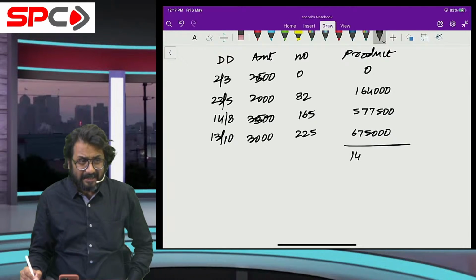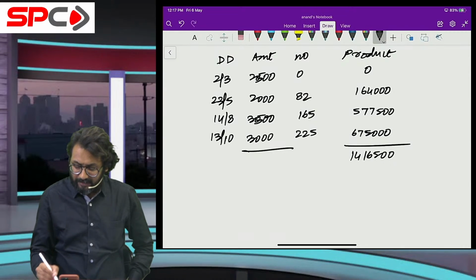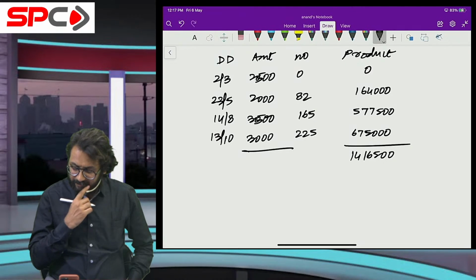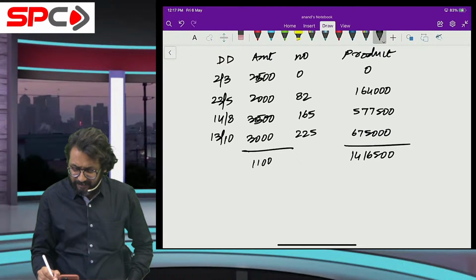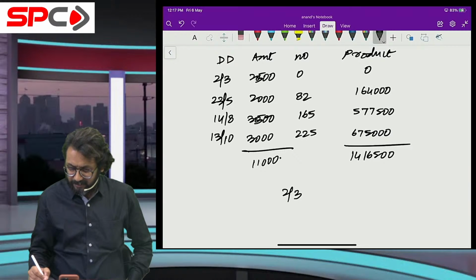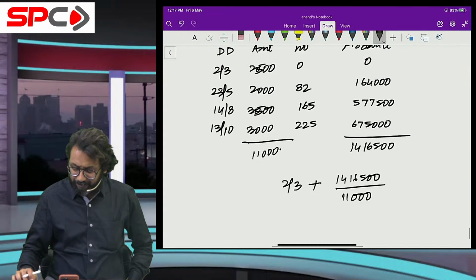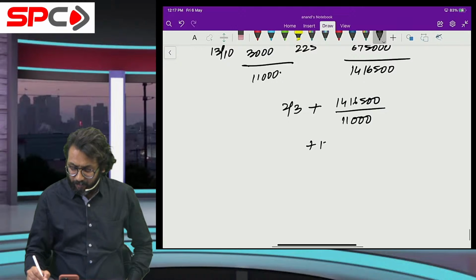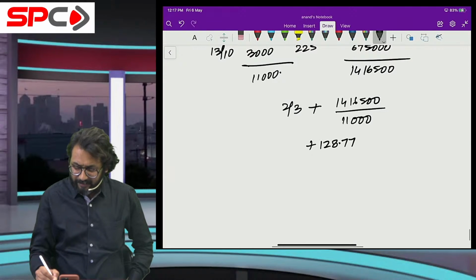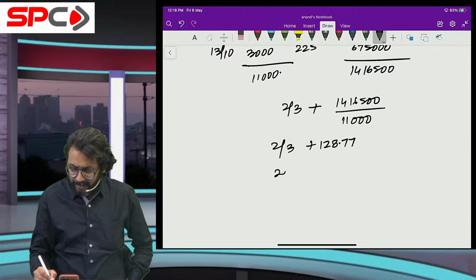14 lakh 16,500. Agreed? And this should be 5. Yes, I said 11,000. That's right. So base date is 2nd March plus 14 lakh 16,500 divided by 11,000. How many days will it come up? 128.77. So can I not say 2nd March plus 129 days?